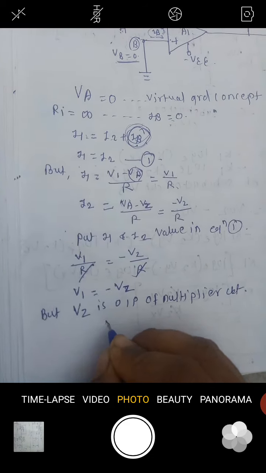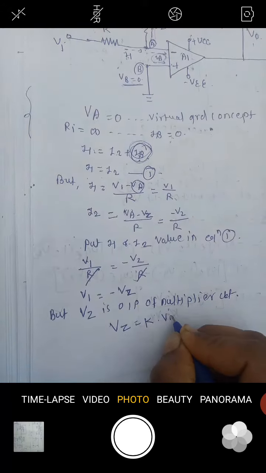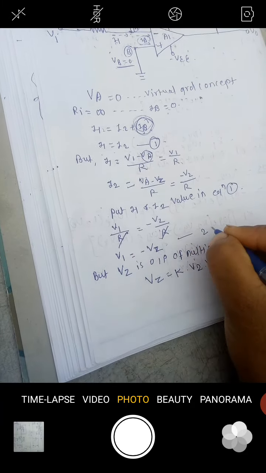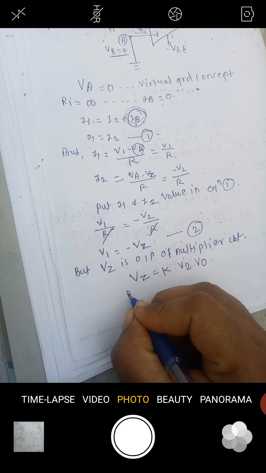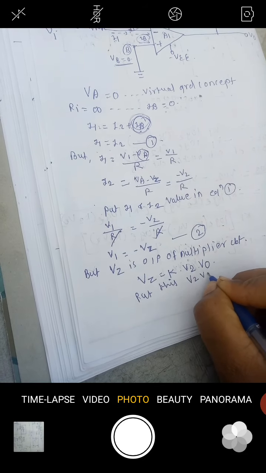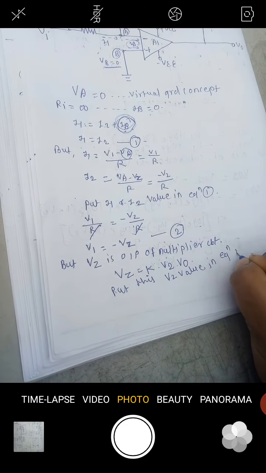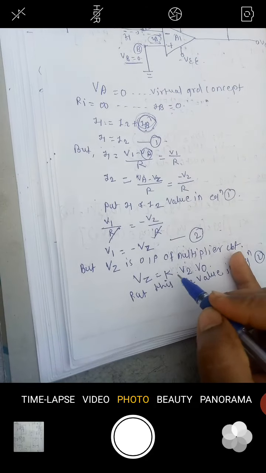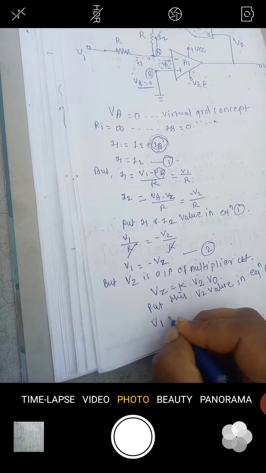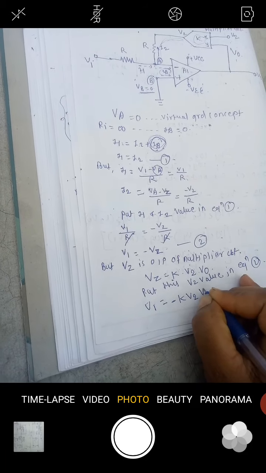So Vz is equal to K into V2 into V0. Next, put this Vz value in equation 2. After putting this Vz value in equation 2, it will be V1 is equal to minus K V2 into V0.